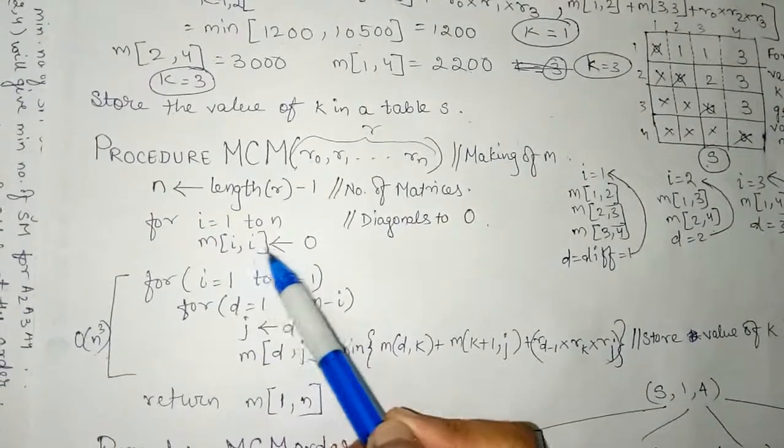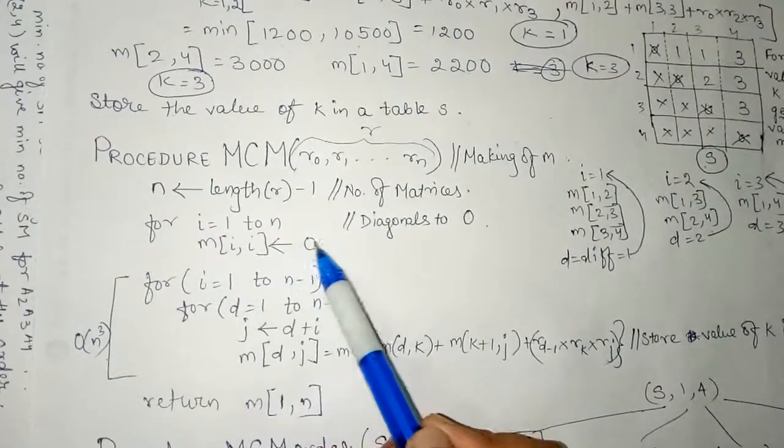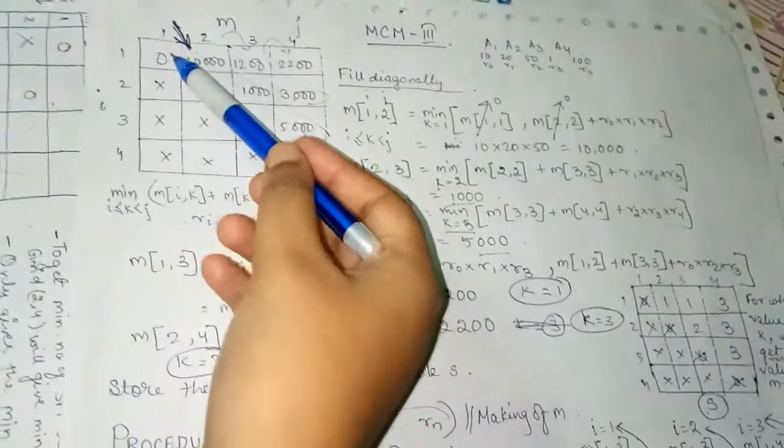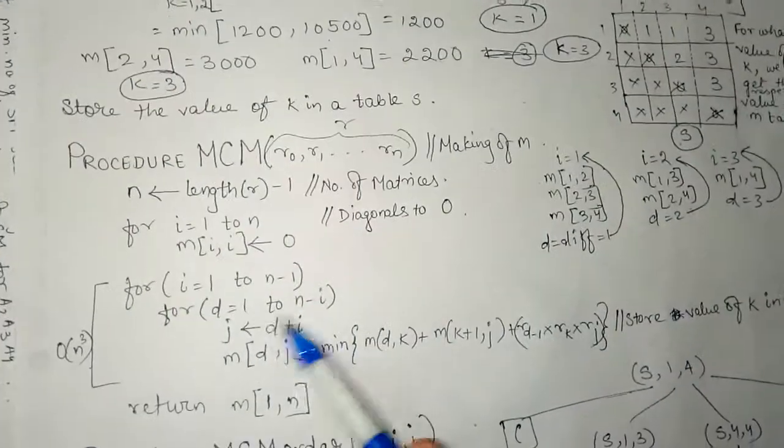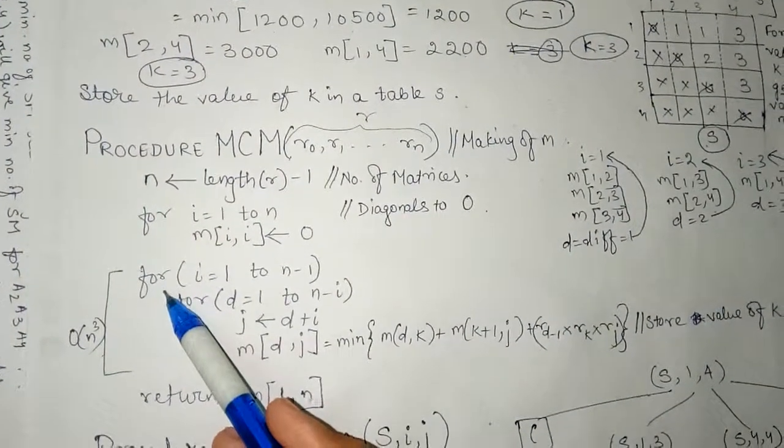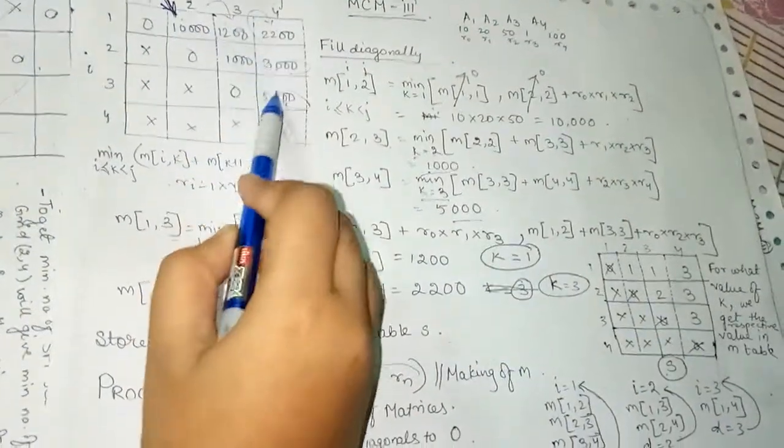So here we have done it: m of i comma i equals 0. It will make all the diagonal elements 0, and then we will start filling out these values.